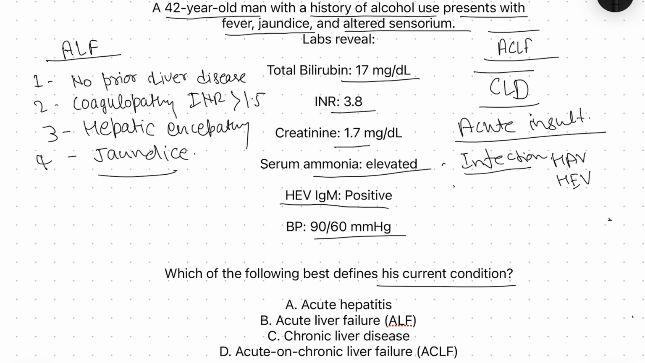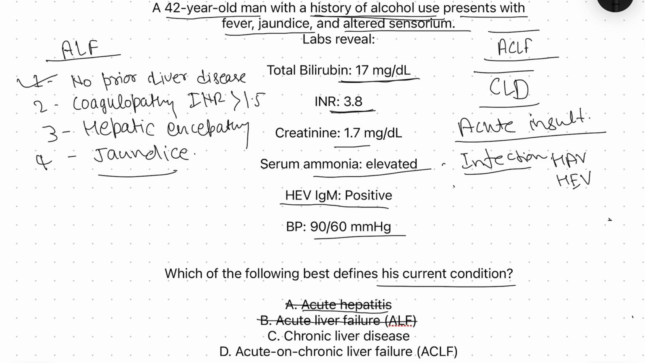Okay, so let's rule out one by one. Option A is acute hepatitis. In acute hepatitis, there is no liver cell failure and no coagulopathy. Here there is coagulopathy and liver cell failure, so option A is ruled out. Option B is acute liver failure. For acute liver failure, there should be no prior liver disease. But here there is a history of alcohol use, so this is a case of CLD, and option B is also ruled out.